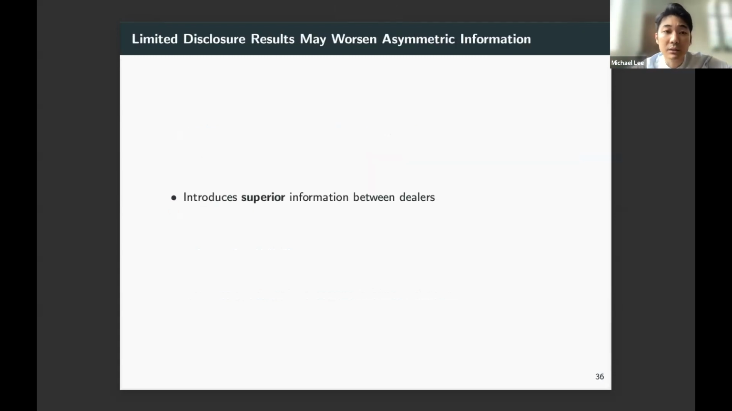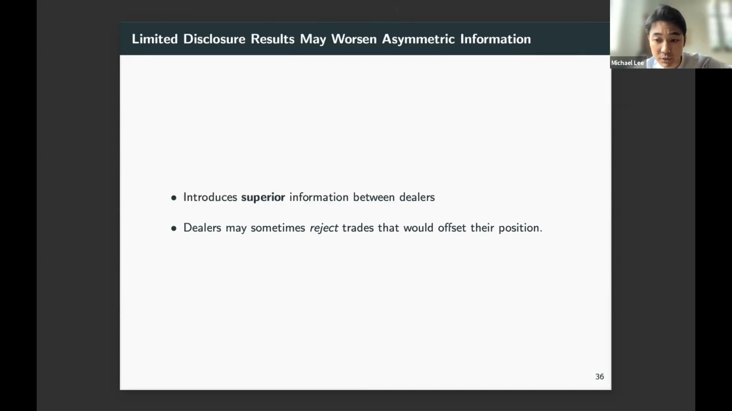Now, this kind of limited disclosure adds another complication to the environment because now some dealers have the superior information. So I've often referred to the information before as differentially informed. Dealers have different types of information, and so they're asymmetrically informed, but no one has more superior information in equilibrium, given that they all have similar market making strategies. But now with post-trade disclosure and the access to it, some dealers can be perfectly informed. And as a result, we show that dealers are sometimes going to reject trades that would offset their positions.